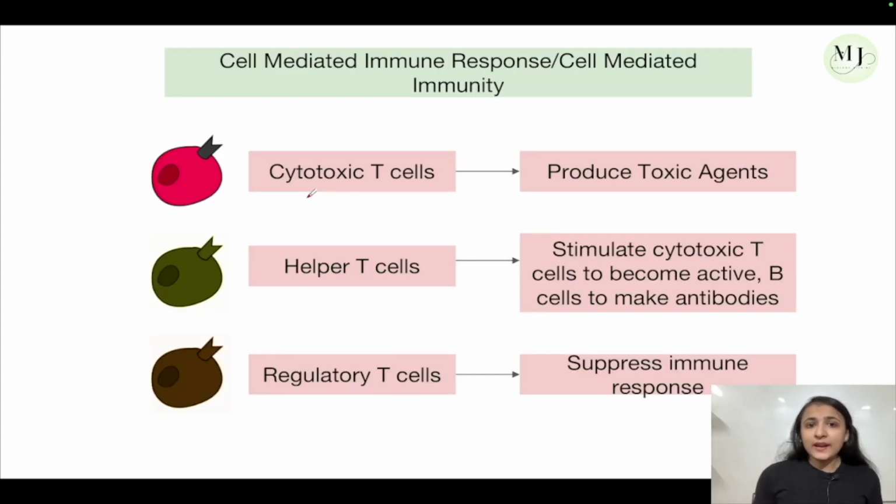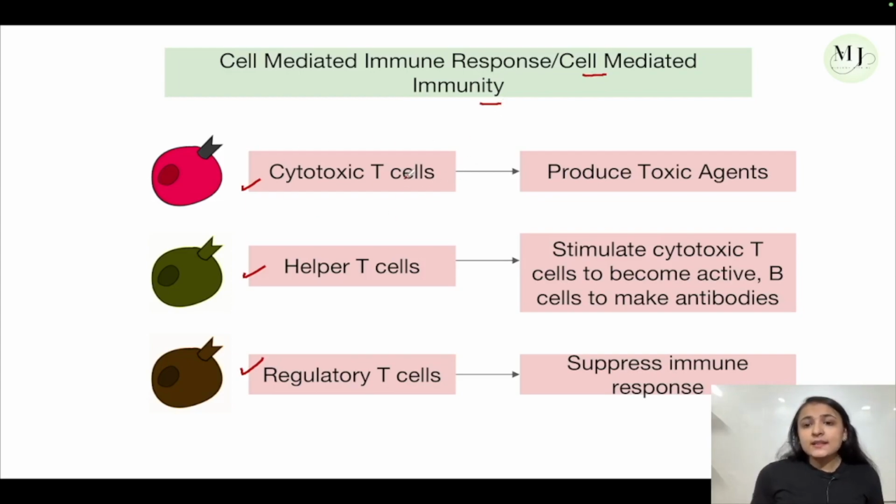So, the T lymphocytes are divided into three main types. These are the cytotoxic T cells, helper T cells, and regulatory T cells. And the immune response that is mediated by T lymphocytes is known as the cell-mediated immunity or the cell-mediated immune response. Cell-mediated immune response is the second type of our acquired immune response. So, acquired immune response is of two types: humoral immunity and cell-mediated immunity. Humoral immunity is mediated by the B lymphocytes, and the cell-mediated immunity or CMI is mediated by the T lymphocytes.